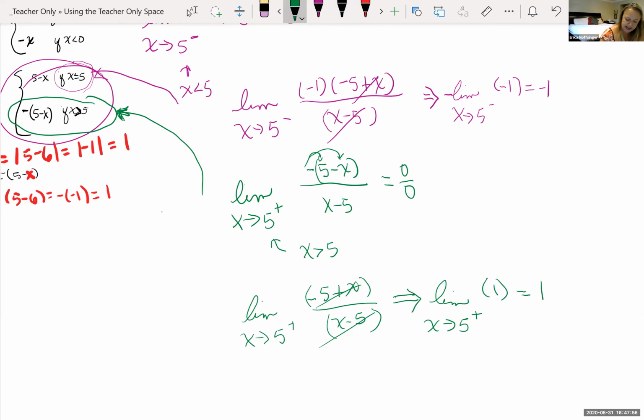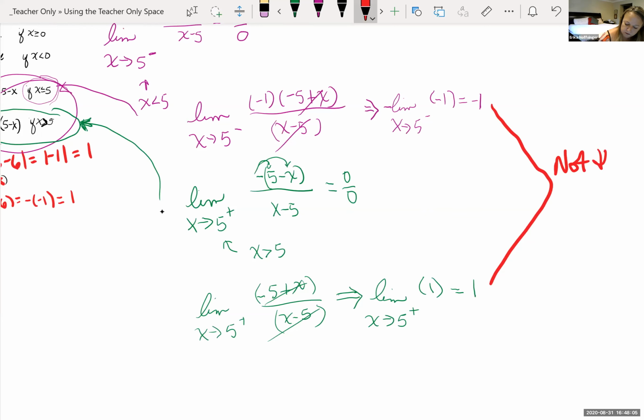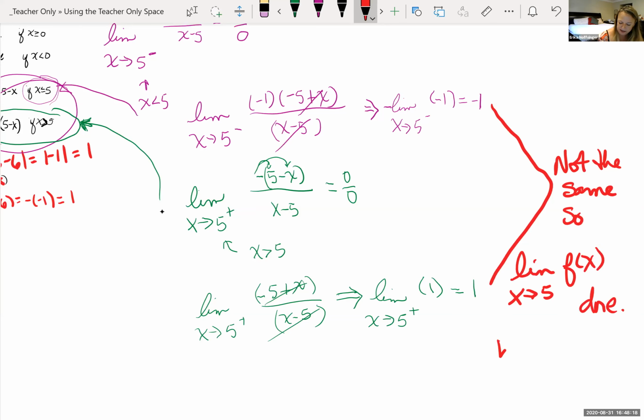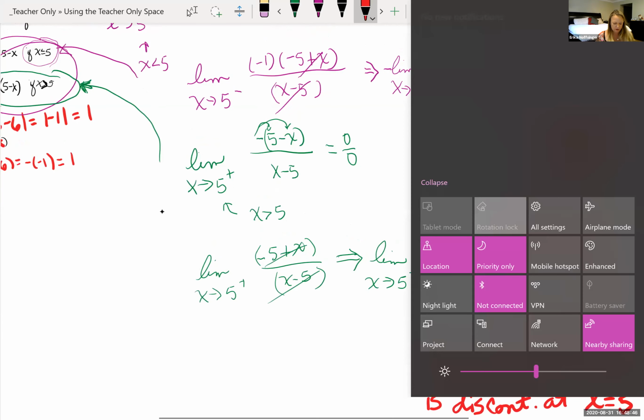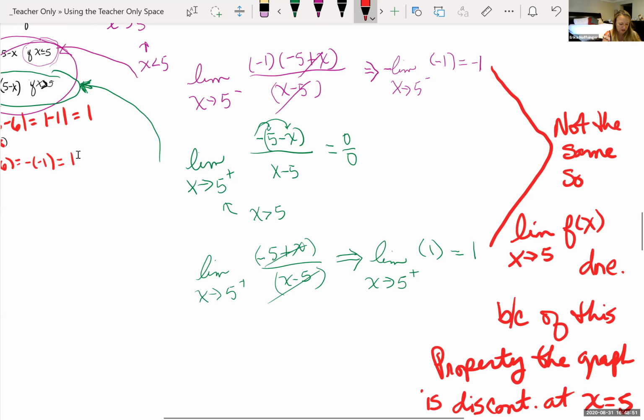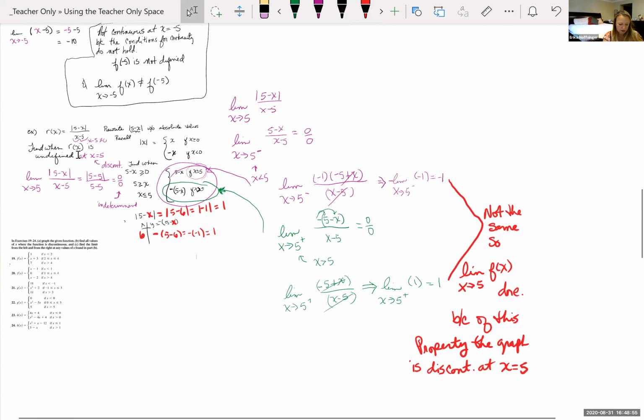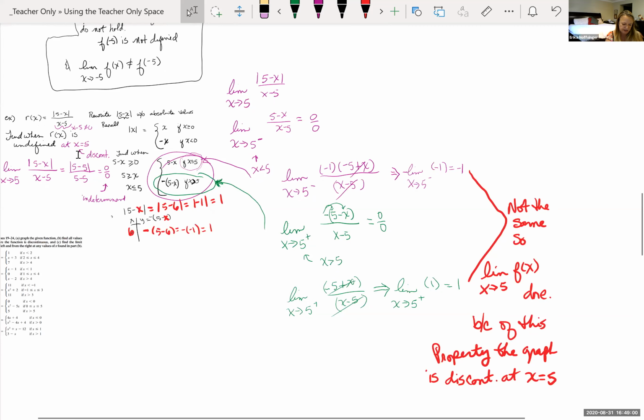So only if our limits are the same does the limit exist. So not the same. So the limit as x approaches 5 of f of x does not exist. Because of this property, the graph is discontinuous at x equals 5, because that property doesn't hold. Sorry, I'm trying to get everything in there for you.